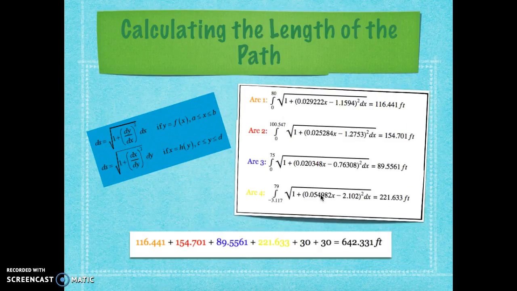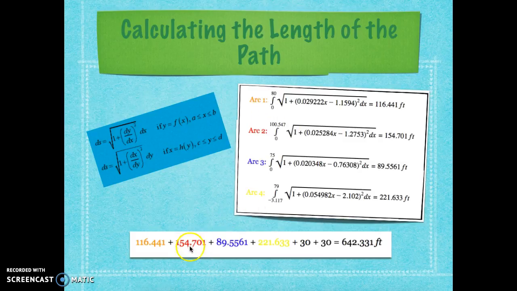So this slide shows where the calculus comes in. Over here we have the arc length formula, which is ds is equal to the radical of 1 plus the derivative squared. Here you can see how I calculated each arc's length using this formula. I found the derivative on my graphing calculator based on the quadratic shown on the previous slides. The upper and lower limits were also found using the graphs on the previous slide.